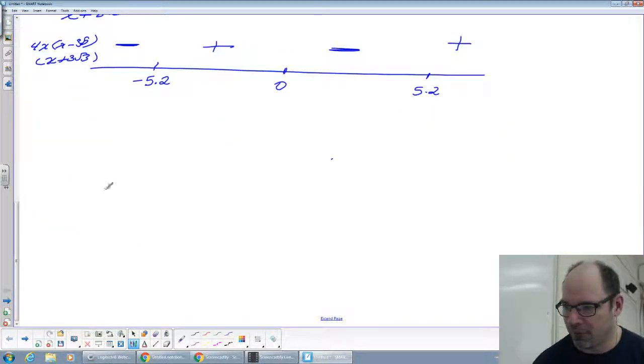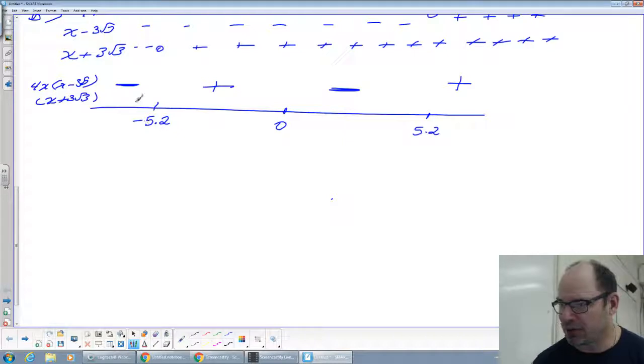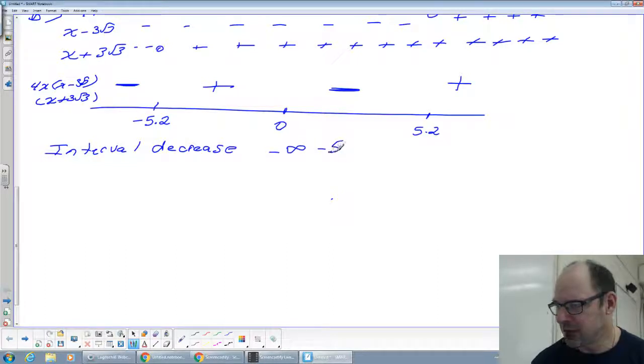Let's move that up. There we go. All right, so let's do our decrease first. Interval of decrease. Now, you'll sometimes see me write it like this. Instead of putting the word decrease, I'll put a down arrow. That's going to be from negative infinity to negative 5.2. I'm going to go ahead and use the decimals here because that's what most students do. You can use roots as well. And also from 0 to positive 5.2.